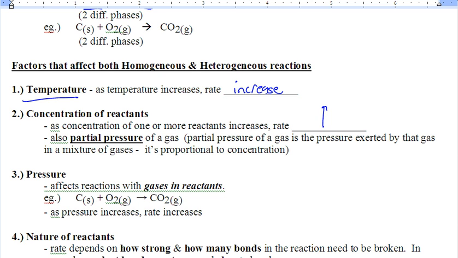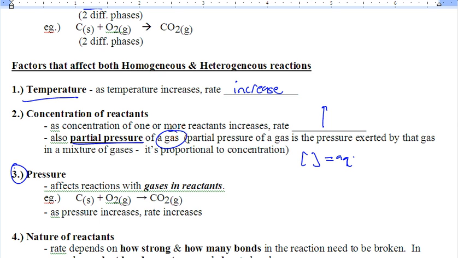Same with concentration. Concentration is the amount of reactants present. The more reactants you have present, the faster the rate will go. Massive concept. We'll deal with that in a couple of days. You remove reactants, the rate will decrease. If all of your reactants are gas, instead of concentration, you can say partial pressure. Partial pressure is just of an individual gas. Most of the time, when we say concentration, we're referring to something that's aqueous. Okay?